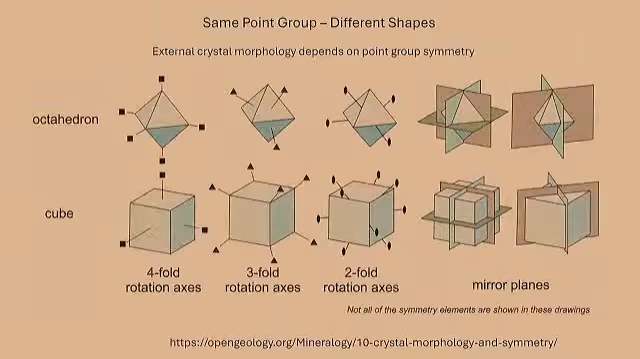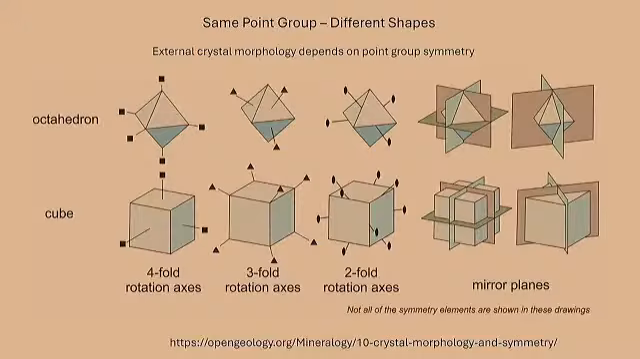So what we now know, of course, is that the point group symmetry of the crystal is what basically controls the shape of the crystals as we know it. And for the same point group, we can have multiple different shapes. For example, in this case, the cube and the octahedron have apparently very, very different shapes, but the point group symmetry for both of these is ideally the same.